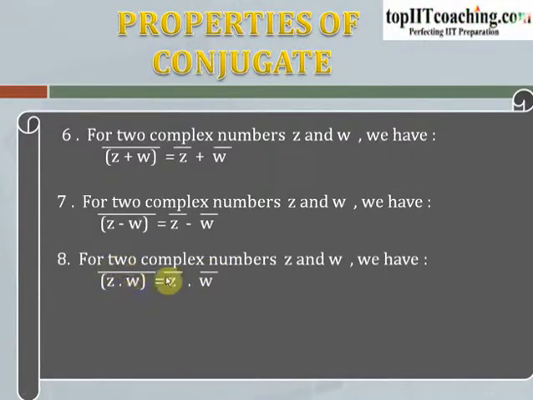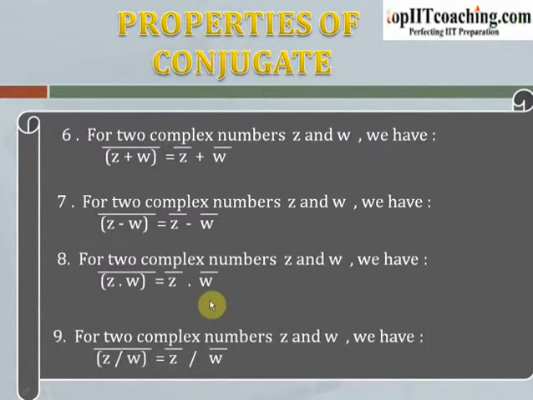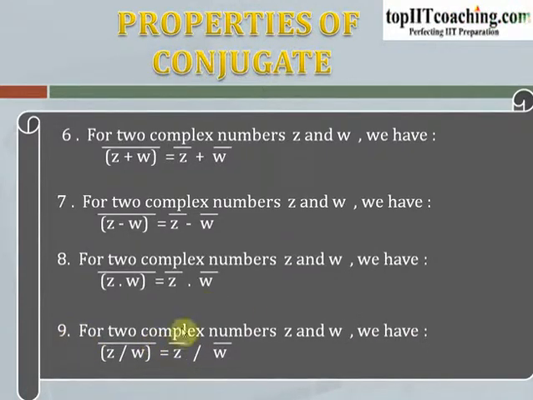The next is, for any two complex numbers z and w, the conjugate of (z into w) is equal to z conjugate into w conjugate. We can simply write the conjugate of products this way. The next property is, for two complex numbers z and w, the conjugate of (z by w) is equal to z conjugate divided by w conjugate. So again we can say that the conjugate of the division of two complex numbers is equal to the conjugate of the first complex number divided by the conjugate of the second complex number.